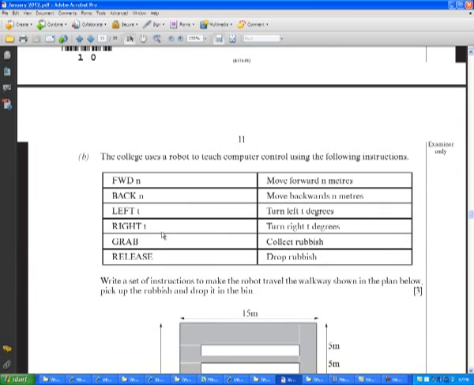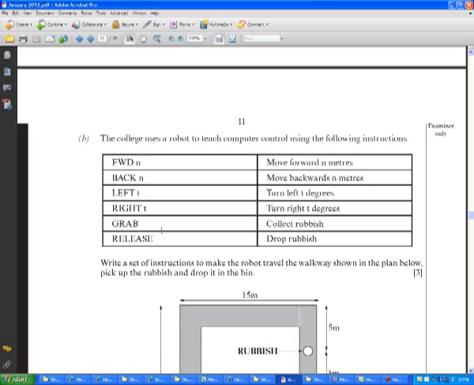Second part of this question involves moving a robot around a path. This is similar to some of the things you might have done in Scratch, using control instructions to move something around. So the college uses a robot to teach computer control using the following instructions. We have to use these instructions exactly as they are written in here.